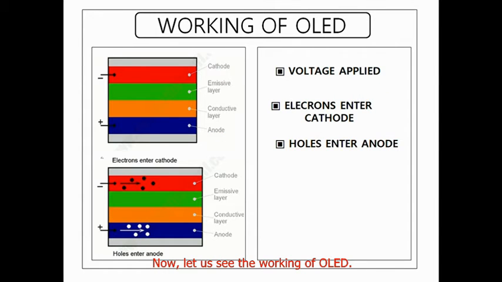Now let us see the working of OLED. You know the structure of OLED. This is cathode and this is anode. This is emissive layer and this is conductive layer. These two layers are called organic layers. First we are applying voltage across anode and cathode. So what will happen? You know about that.